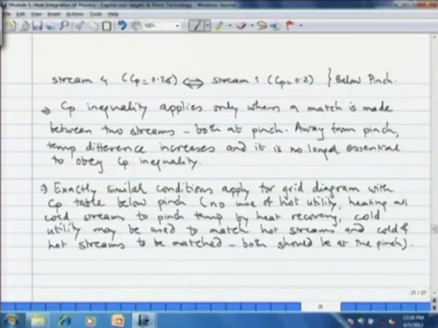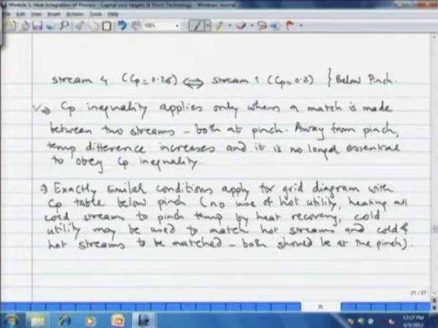Then below the pinch region, stream 4 with CP equal to 0.25 can be matched with stream 1, that is CP equal to 0.2. Now this leaves us one stream which is unmatched in the below pinch region, that is stream 2. Stream 2 is not matched in the below pinch region, and then we can use cold utility for that particular stream. CP inequality applies only when a match is made between the two streams both at pinch.